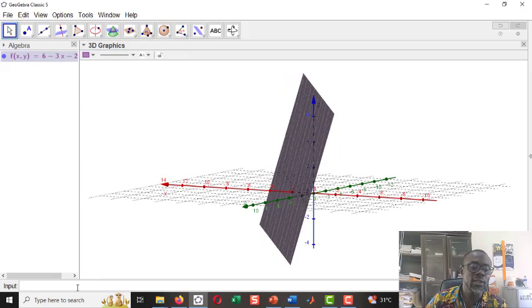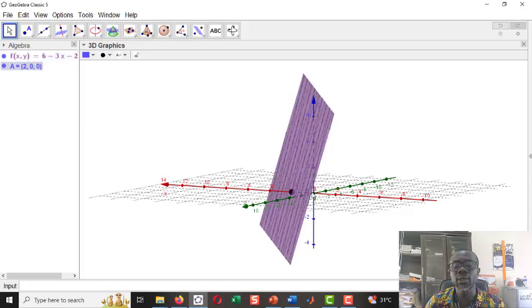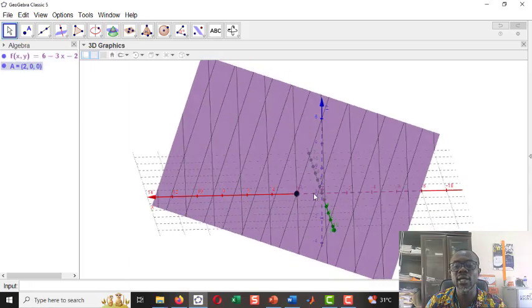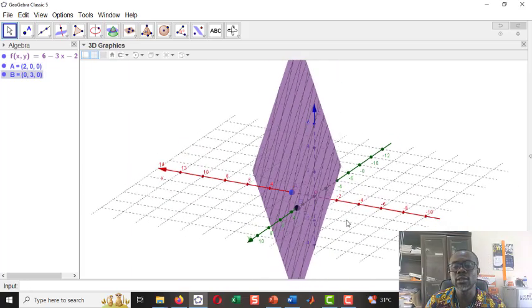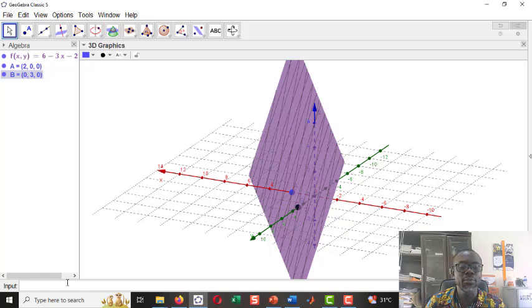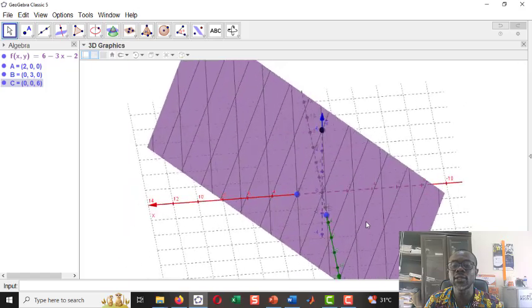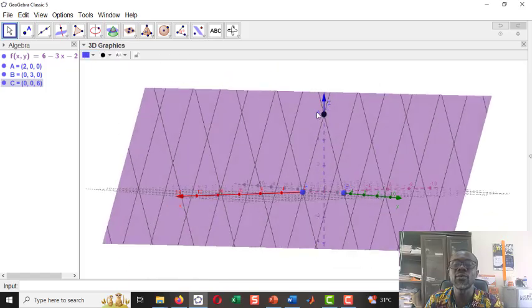The first point was 2, 0, 0. You can see that's the point A, and that's what we are seeing here. Then the second point was 0, 3, 0. So that is this point we are seeing over here, and the third point is 0, 0, 6. So these are the 3 points that we just plotted.